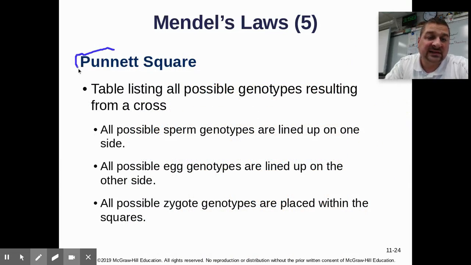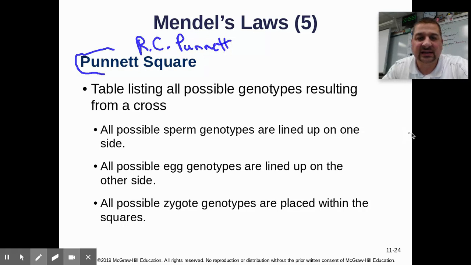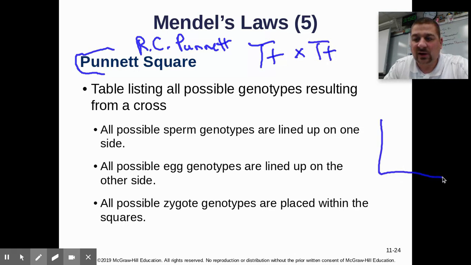Oftentimes for Mendel's crosses, and you did in Bio 1, you're familiar with Punnett squares, named after R.C. Punnett, who used these things. It's just drawing a box. If you're crossing two heterozygous tall plants, we can draw a box and divide it into 4. Oftentimes you'll see a little line up here where you put female on one side, male on the other side, and you put the possible gametes on the outside.